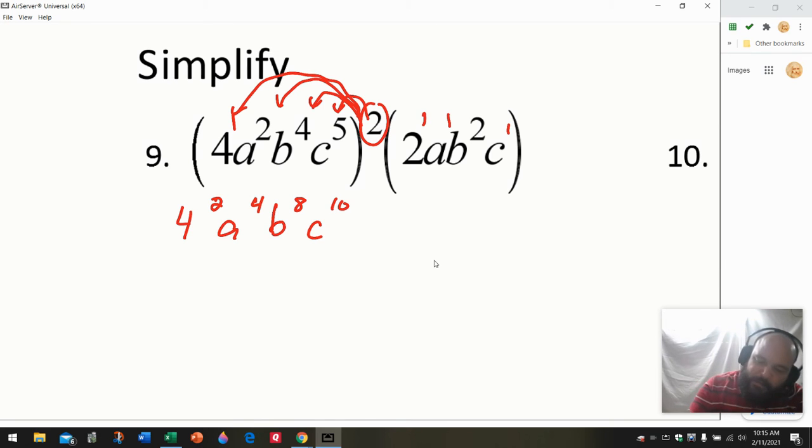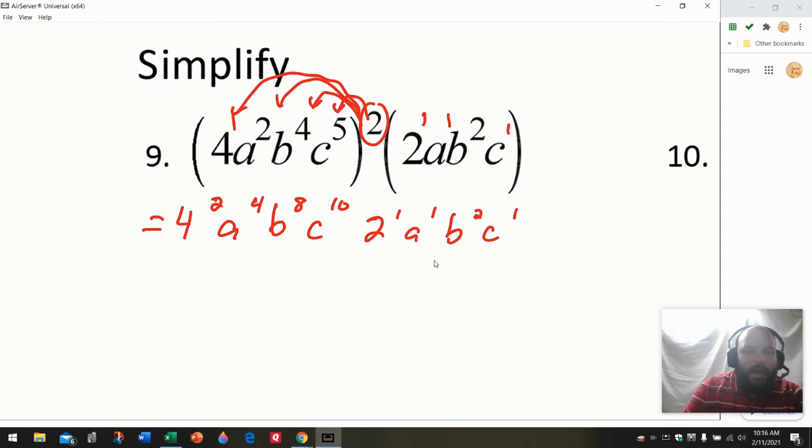Now the next thing we're going to have is 2 to the first, a to the first, b to the second, c to the first. You can see that I put those ones in there on purpose because once we reorder, which is the next step, you won't hopefully forget to utilize those when they get combined.